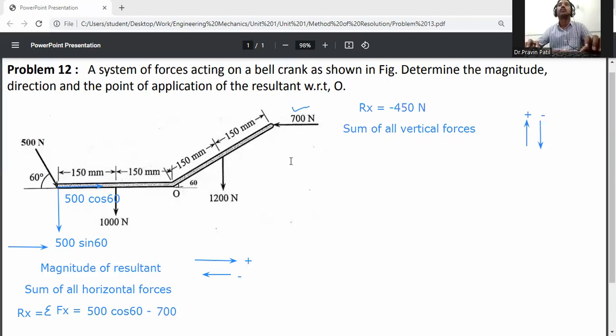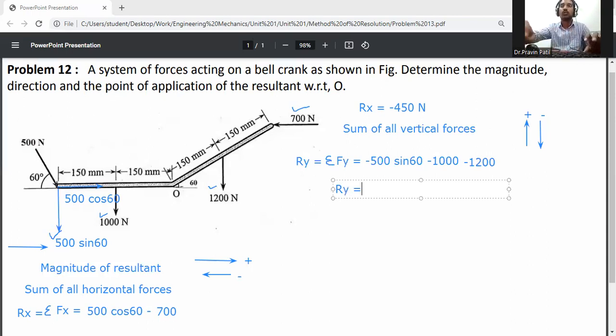Okay. So Ry is equal to sum of all vertical forces, that is summation Fy is equal to. So first of all, minus 500 sin 60. This one is going downward direction. Minus 500 sin 60. Then second one is 1000 Newton, also going downward direction. So minus 1000 Newton. And third one is 1200 Newton. It is also going downward direction. So minus 1200 Newton.